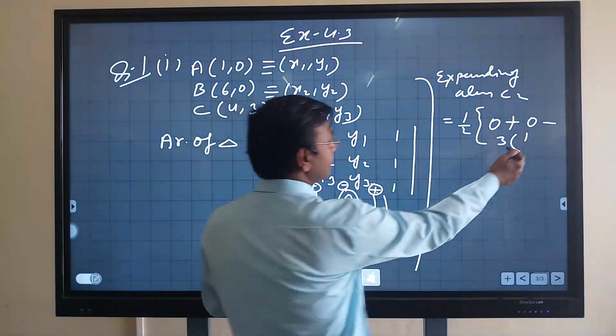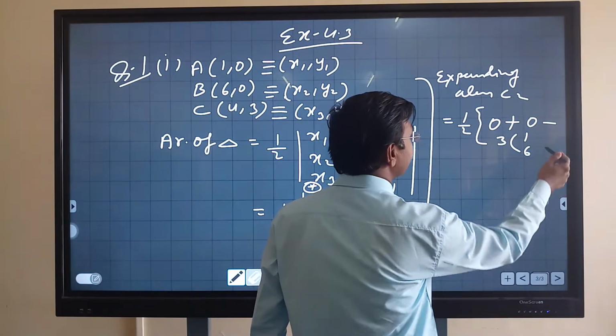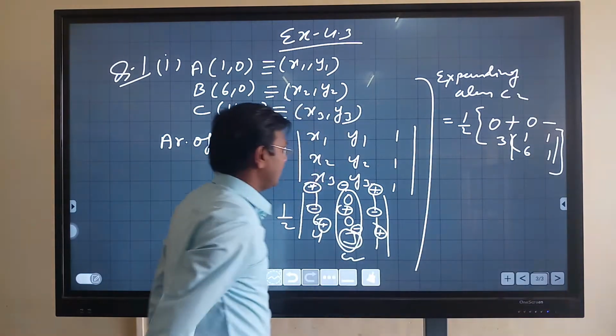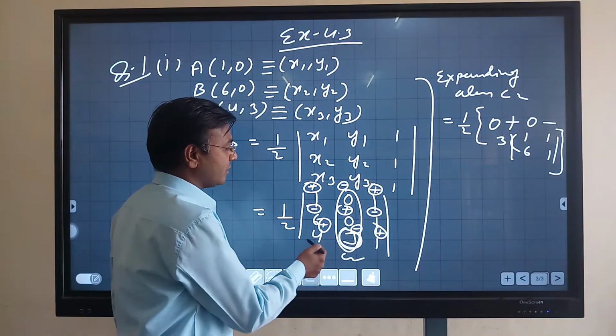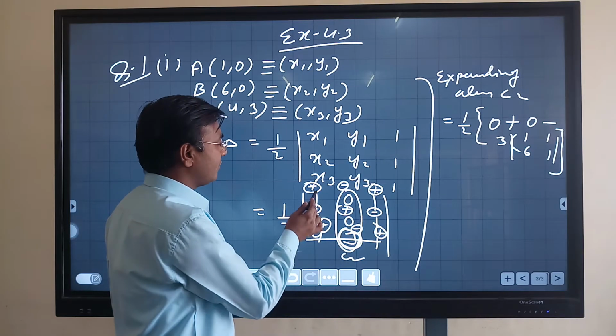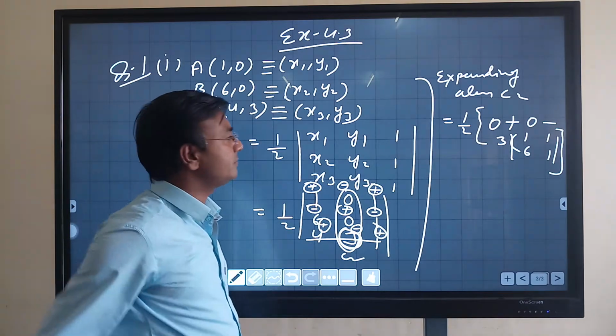This is the determinant. According to this 3, this row and this column are removed. So we will have these two elements, the upper 1, 6 and this 1, 1.